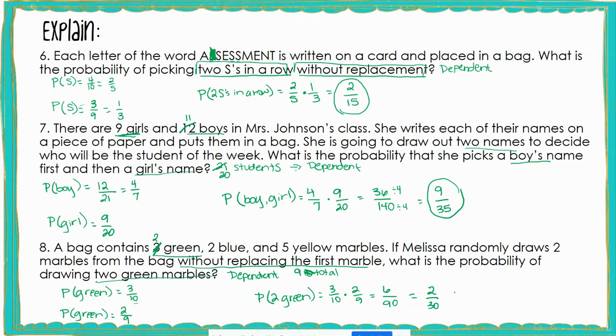Well, you have simplified it a little, but not all the way, because actually 2 and 30 are both even numbers. So both of these can still be divided. Both of them can be divided by 2. So 2 divided by 2 is 1, and 30 divided by 2 is 15. So really the probability of choosing 2 green in a row is 1/15.